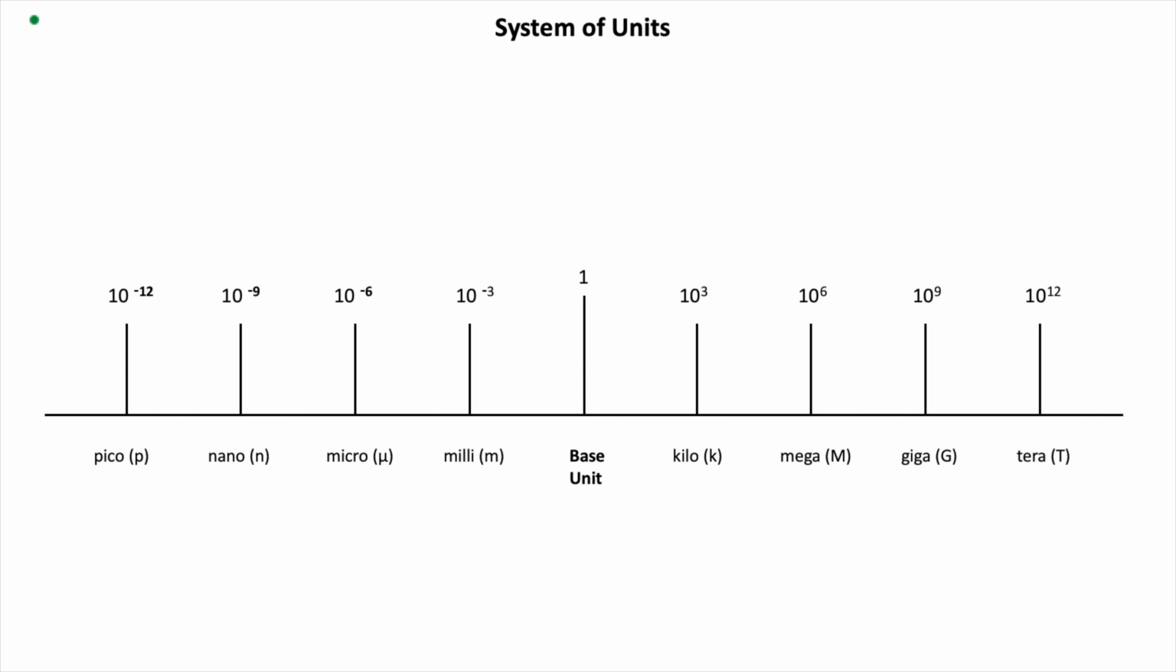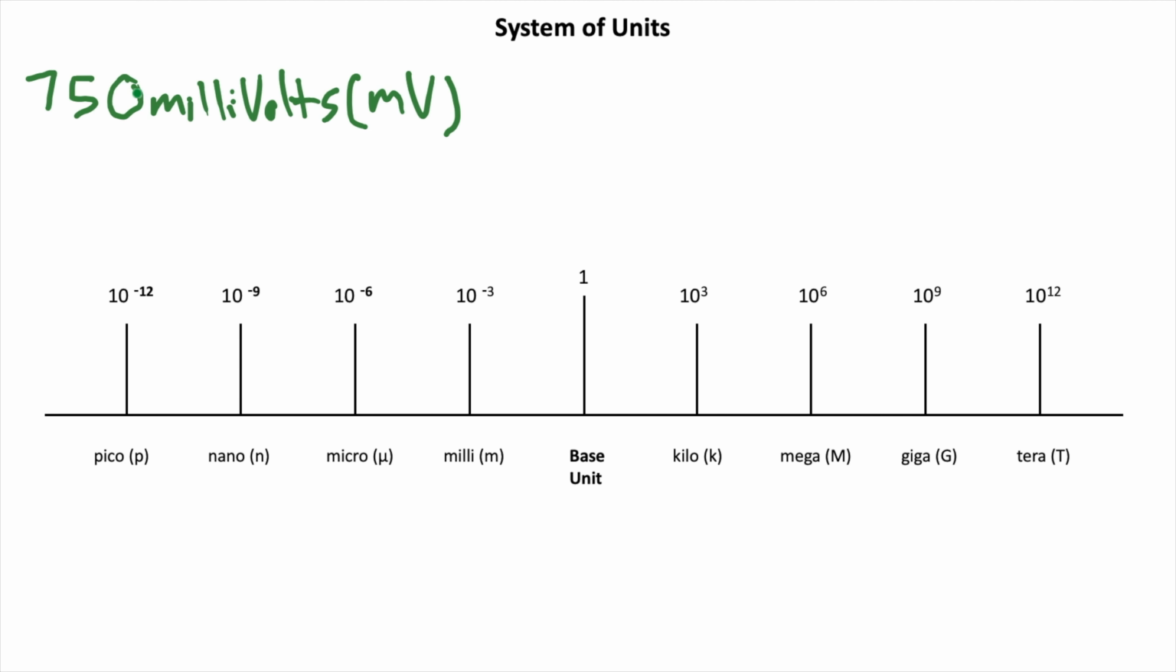In this scenario, let us convert, let's say, 750 millivolts, and let's use our symbol, lowercase m for milli and uppercase V for volts, rather. And the first thing that we want to do is identify the conversion, which we did. We're going from milli to our base unit. And so let's look at that conversion factor.